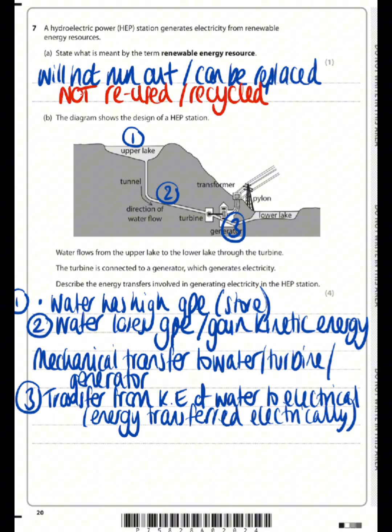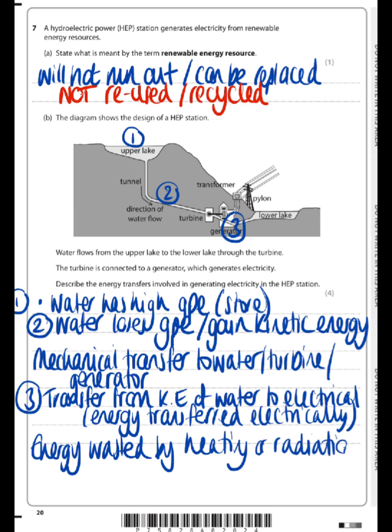But the other thing we could talk about is energy losses that take place. Normally we have energy losses due to heat. So we have another possible transfer here because energy is wasted by heating or radiation. We could talk about energy being wasted by heating or radiation, and that could be in the form of infrared, so of heat, or in fact it could be in the form of sound. So 5 things there, any 4 of them to get the marks.